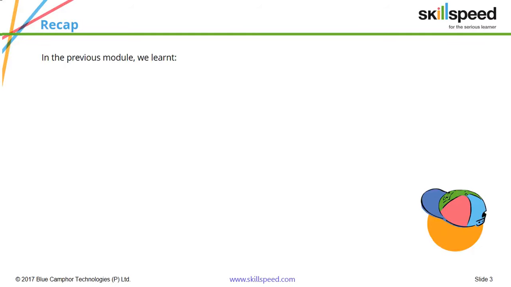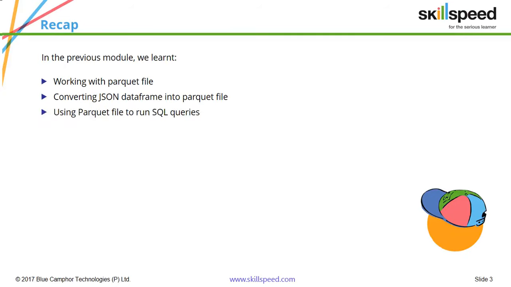Now before we proceed, let's quickly recap the last module and the last lesson in the last module. In the last lesson, we were learning how to work with JSON and Parquet files in Spark SQL. We also saw that we can read a JSON file and convert it into a Parquet and store it, or you can read a Parquet and do vice versa.